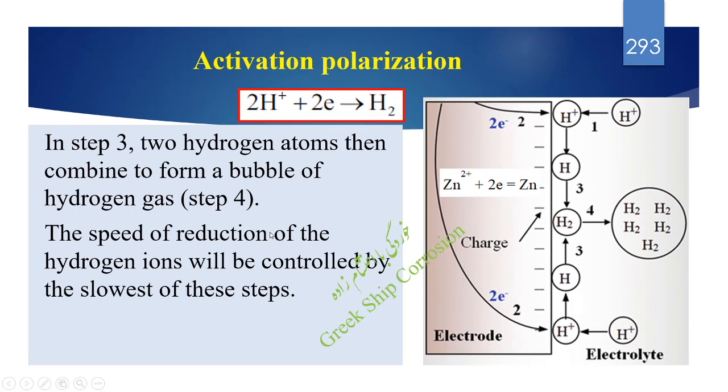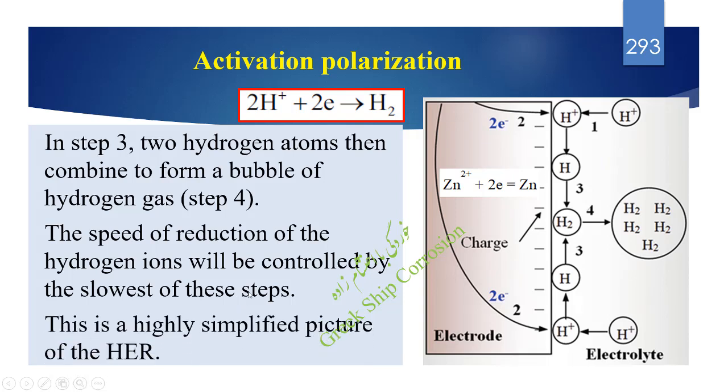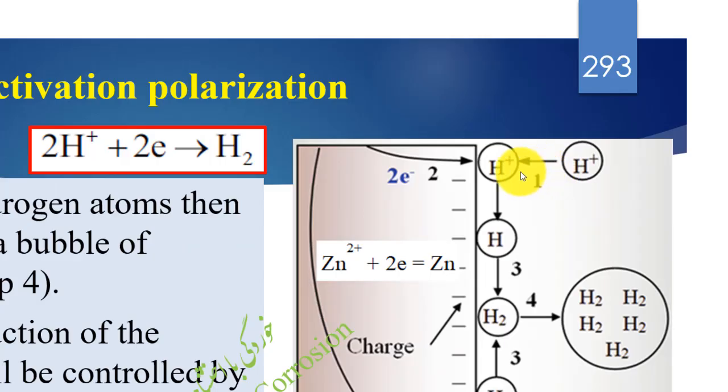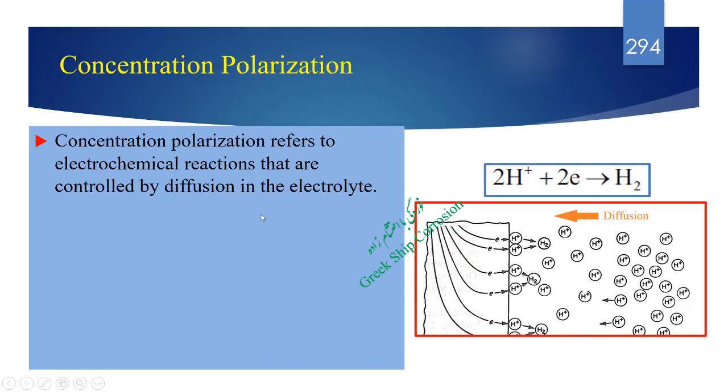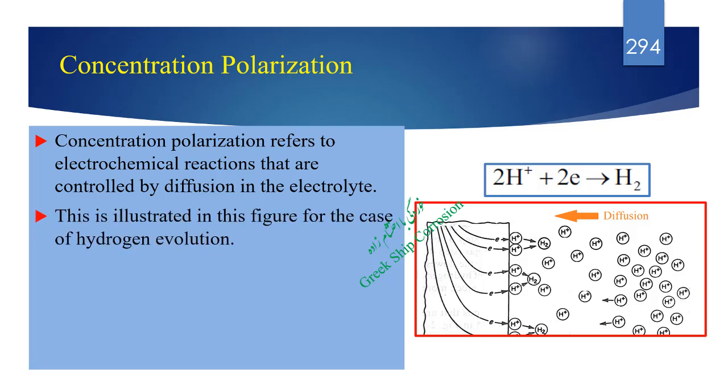The speed of reduction of hydrogen ions will be controlled by the slowest of these steps. This is a highly simplified picture of the hydrogen evolution reaction. Step 1, Step 2, Step 3, Step 4. Concentration polarization. Concentration polarization refers to electrochemical reactions that are controlled by diffusion in the electrolyte. This is illustrated in this figure for the case of hydrogen evolution.